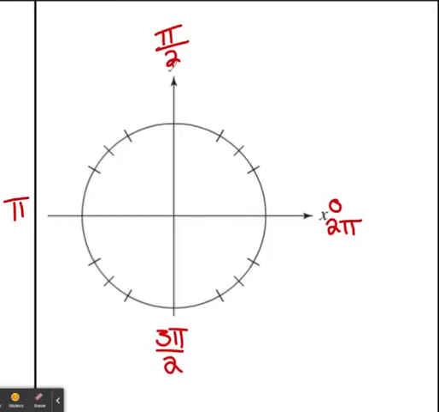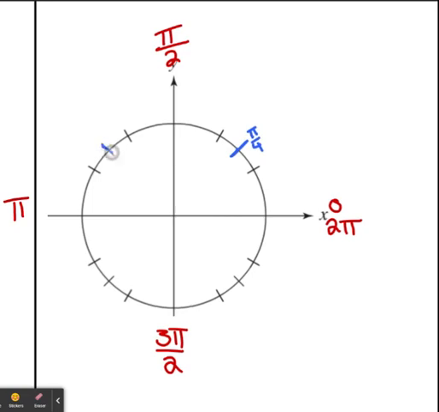Okay, I'm going to talk about where all the pi over sixes and pi over threes are on the circle. Just as a reminder, I labeled the four key spots on the circle. We know the pi over fours are the middle dashes. So this is a pi over four.